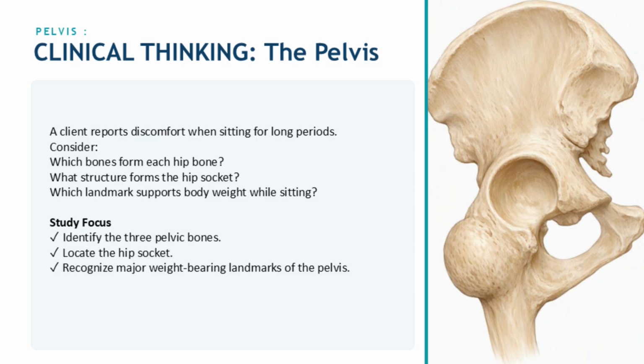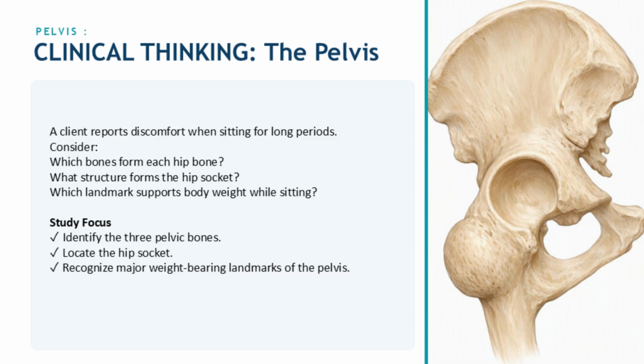Clinical thinking: the pelvis. Imagine a client who reports discomfort after sitting for prolonged periods. As you evaluate this scenario, think about which pelvic structures support body weight during sitting and how pressure is distributed throughout the region. Consider the bones that form the pelvis and the socket that receives the femur. Think about which landmarks would be useful during palpation and how pelvic alignment may influence posture and movement. Understanding the pelvis helps explain many common complaints involving the low back, hips, and lower extremities.